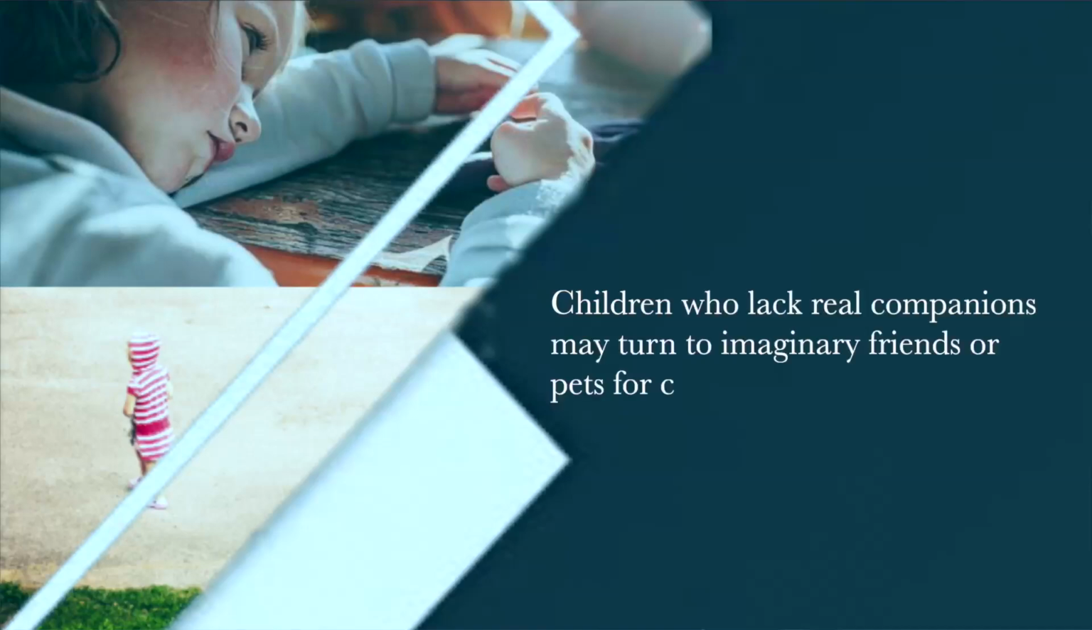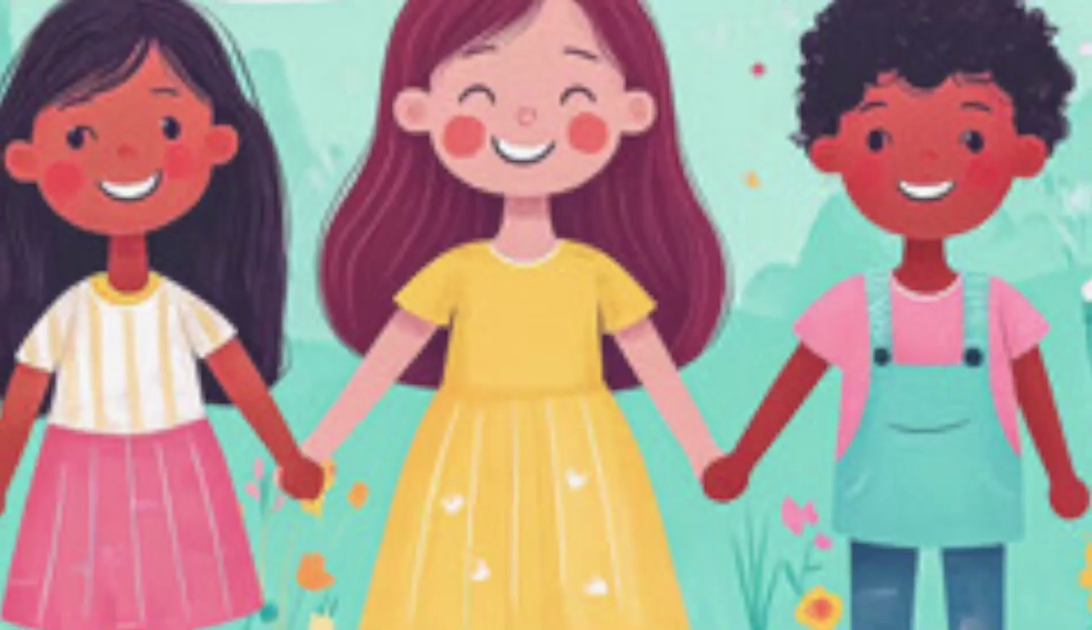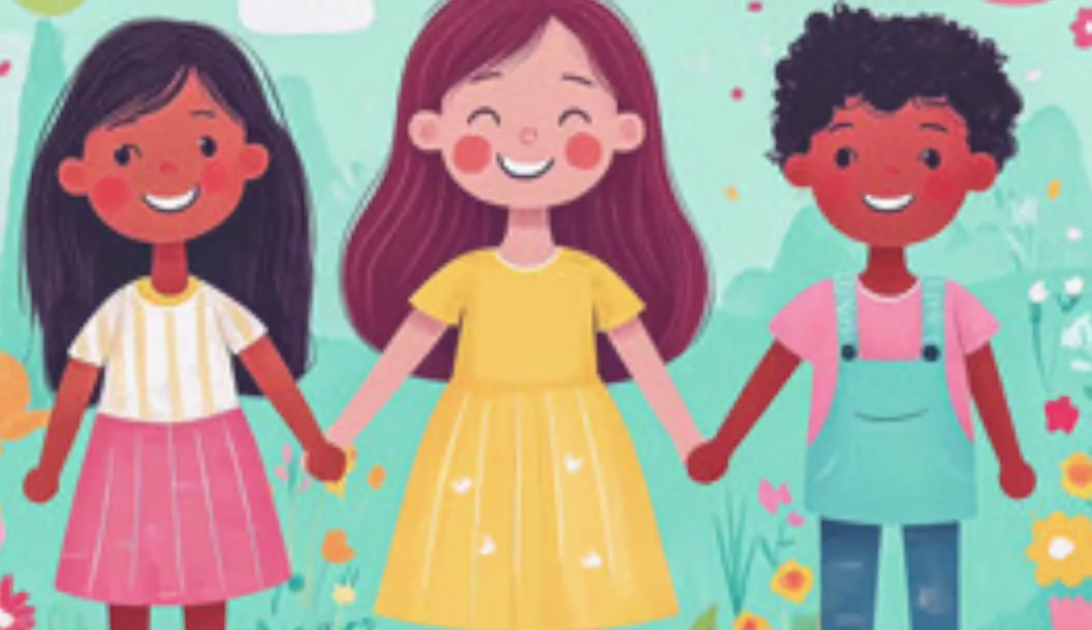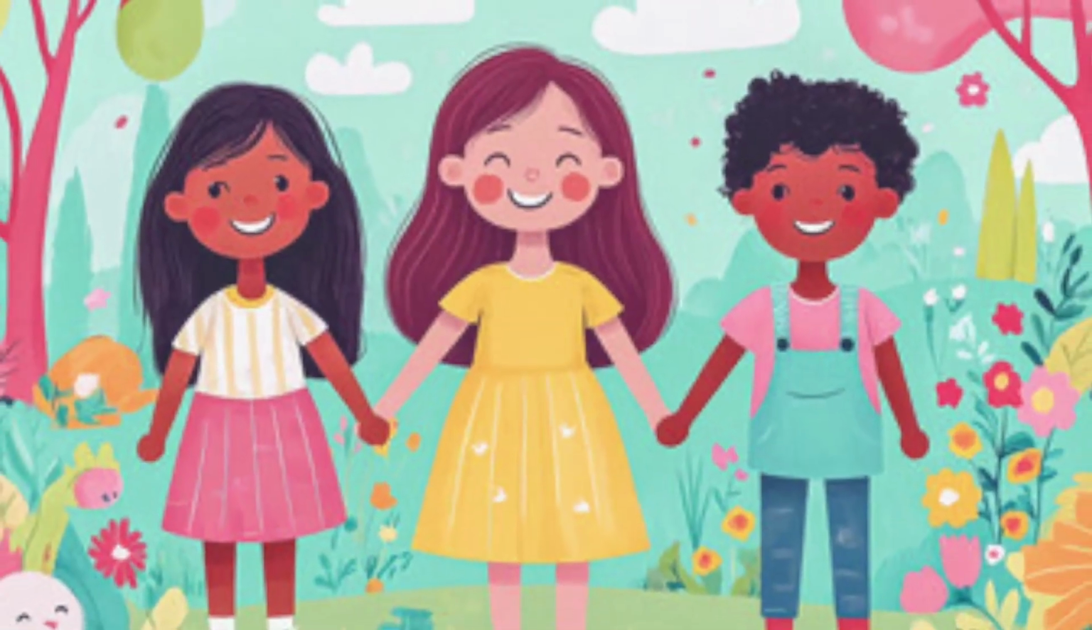Fourthly, children who lack real companions may turn to imaginary friends or pets for comfort. While this behavior may seem harmless, it can sometimes lead to social maladjustment. For example, children who dominate their imaginary companions may struggle when they realize that real friends cannot be controlled in the same way. This can result in frustration and difficulty adjusting to group settings.